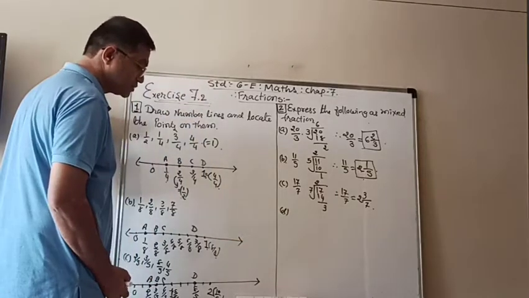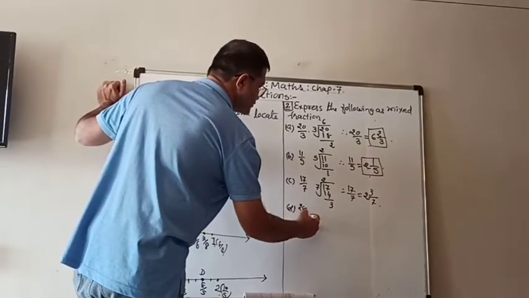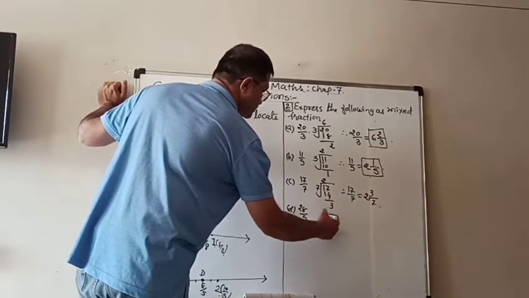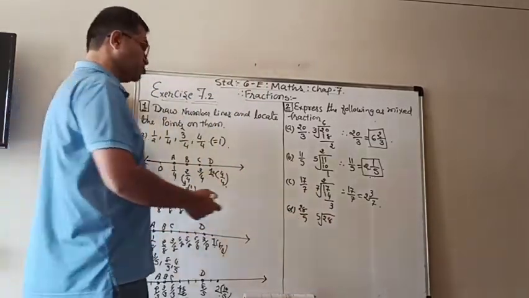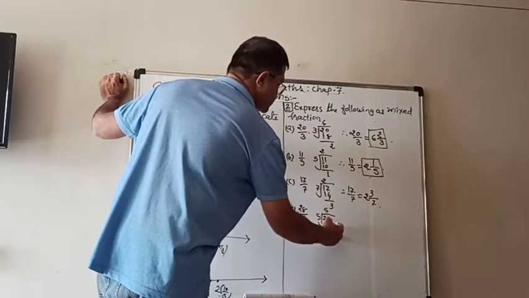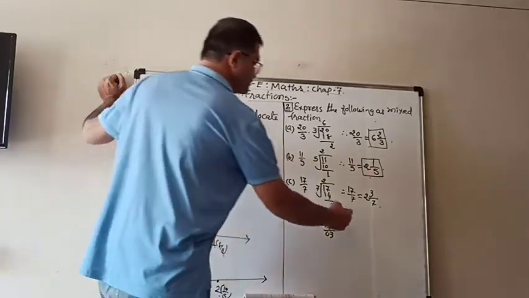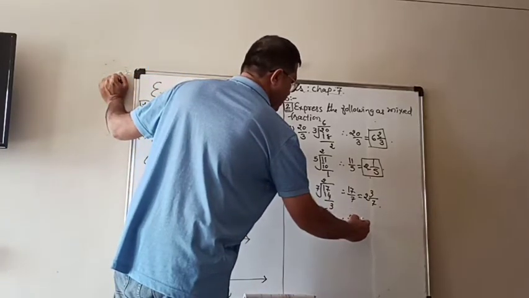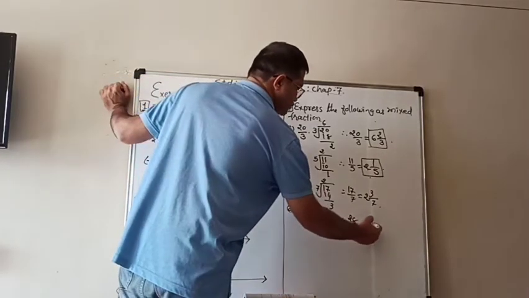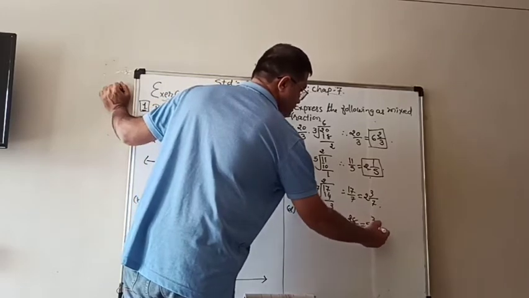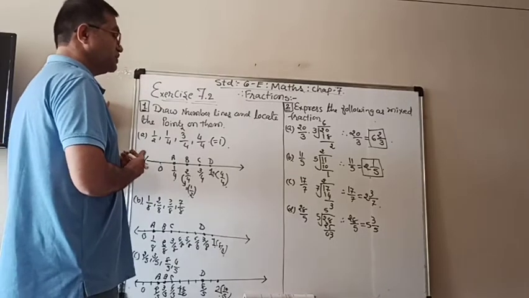Next, 28 upon 5. So now 28, 5 5s are 25, 5 6s are 30 which is more than 28. So 5 5s are 25, remainder is 3. Therefore 28 upon 5 is written as: the quotient is 5, remainder is 3 and the denominator is 5. So 5 integer 3 upon 5.